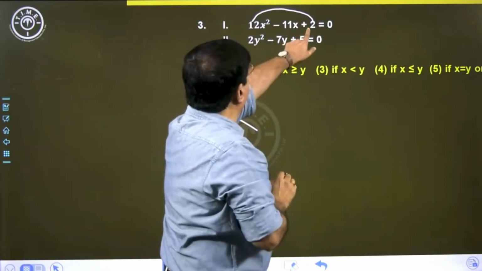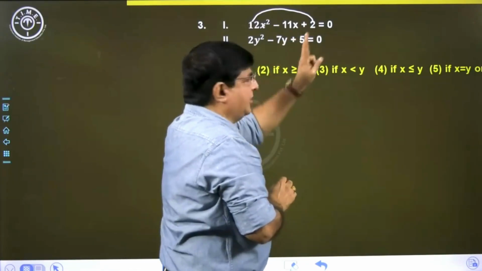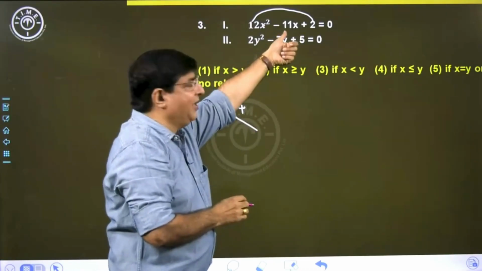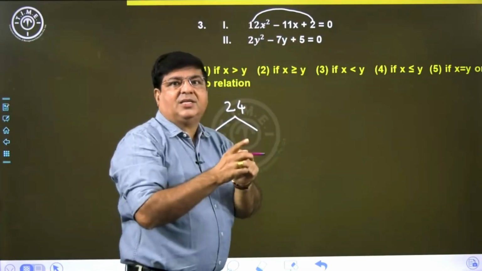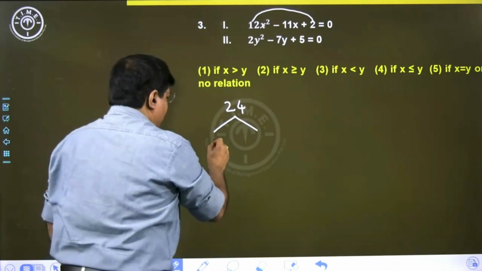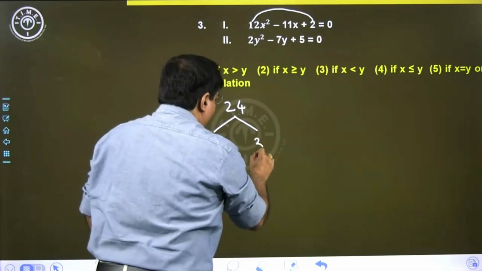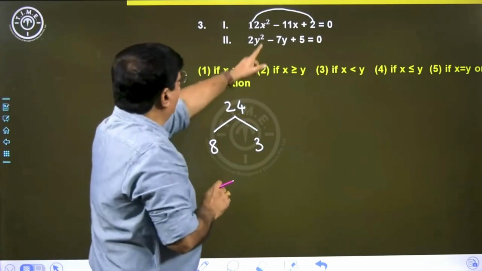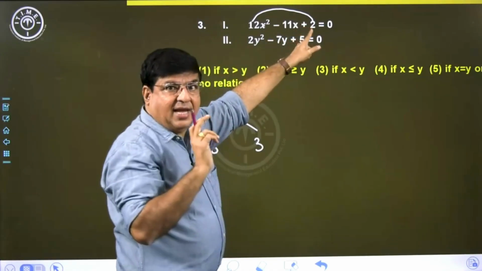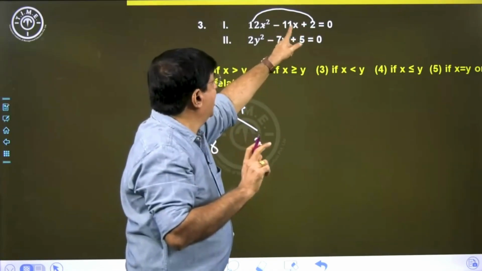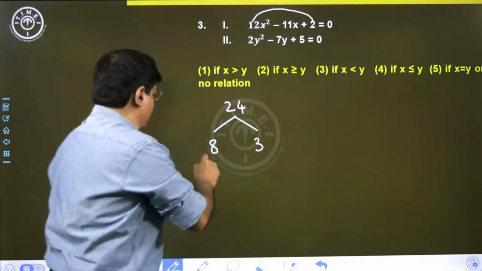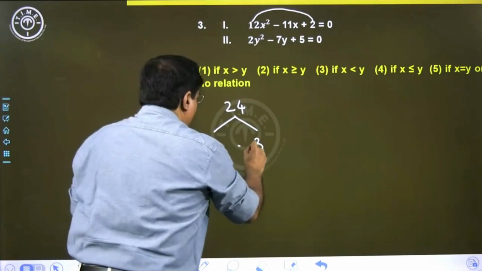24. What is the sign of 2? Plus. So think of two numbers whose product is 24 and the sum gives you 11. 8 3s are 24. 8 plus 3, 11. Bigger number first. Always bigger number first. So 8 and 3. What are the signs in the equation here? Minus and plus. So what will be the sign of the roots? Both will be plus.